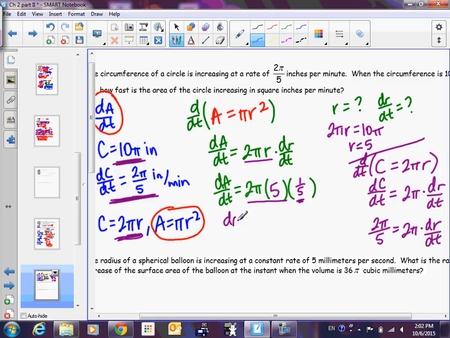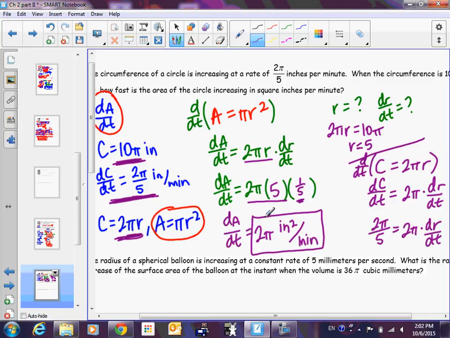So now I'm ready to actually solve the problem. Yeah, so I end up getting 2 pi. And then my units here for area are going to be inches squared, and my units for time are going to be minutes. You could totally go ahead and multiply 2 times pi and get a decimal here, but then make sure you're accurate to 3 decimal places.